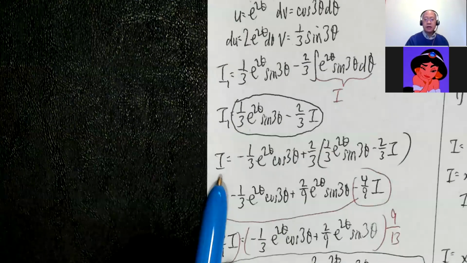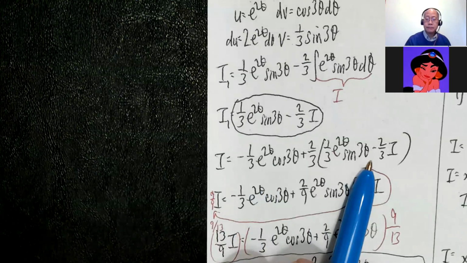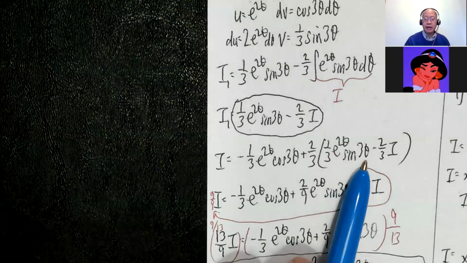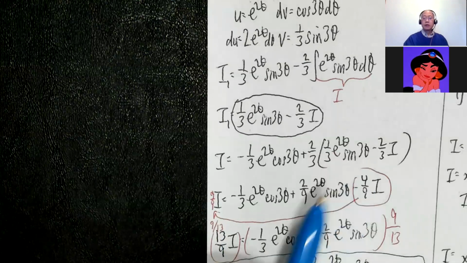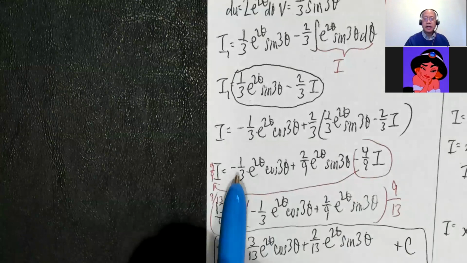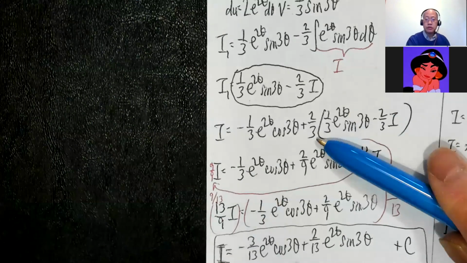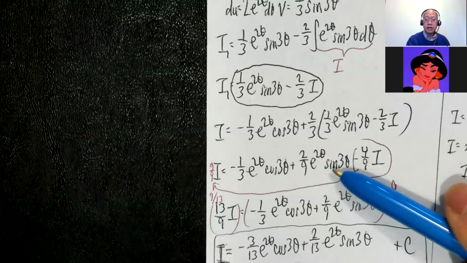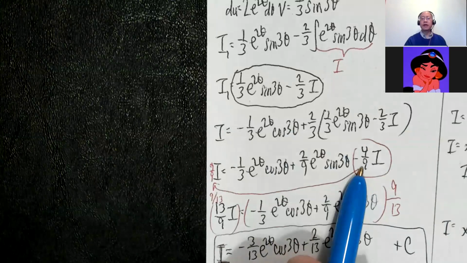Okay. And now take a look at this. This is a simple algebra equation that I will just solve for I. So just algebraically solve for I, and that should not be that bad now. Okay, so that's the trick for doing this kind of problem. All right, so it looks like I distributed 2/3. So I is negative 1/3 e to 2 theta cosine 3 theta plus, okay, this becomes 2/9 e to 2 theta sine of 3 theta. And then 2/3 times a negative 2/3 is minus 4/9 I.